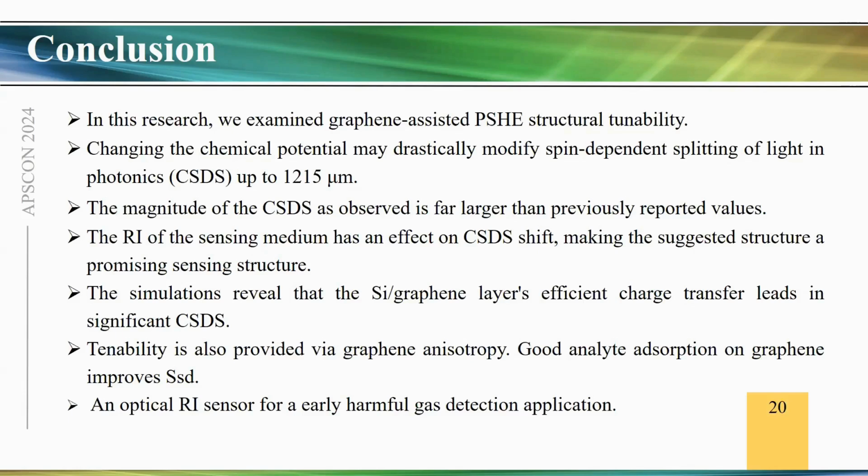The refractive index of the sensing medium has an effect on the conventional spin dependent splitting, making the suggested structure an unknown sensing structure. The simulation revealed that either silicon or graphene layer significantly changes the transfer, leading to the significant conventional spin dependent splitting. SHE tunability also provides graphene anisotropy. An optical refractive index sensor is useful for gas detection applications.